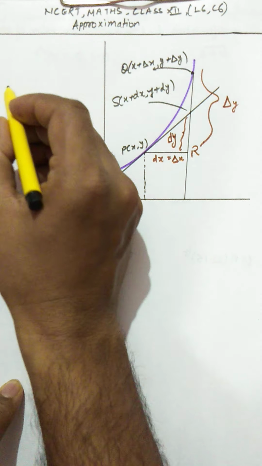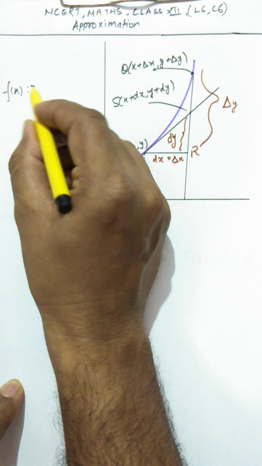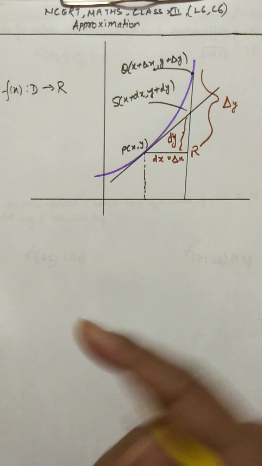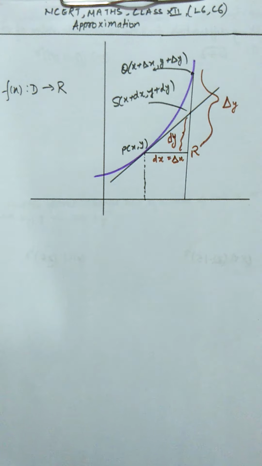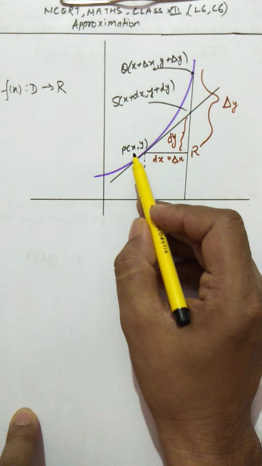So here, let's say f(x) is a function from some domain to some domain. The domain can be anything, and it is defined up to the domain. This is a subset of real numbers, and this is going to the real numbers. So this is your function. You can see this blue one is your function f(x), and this is the point.